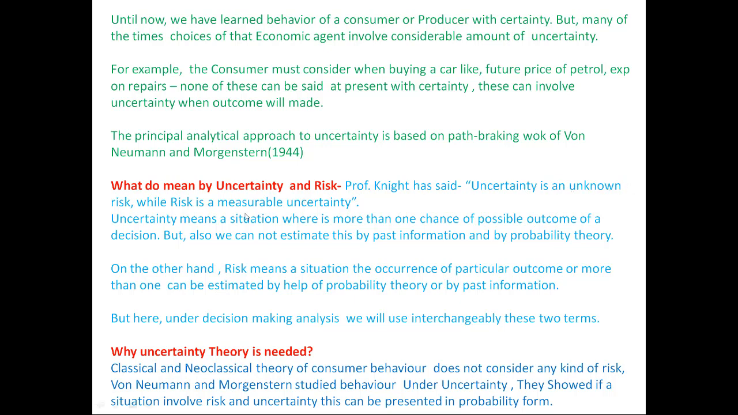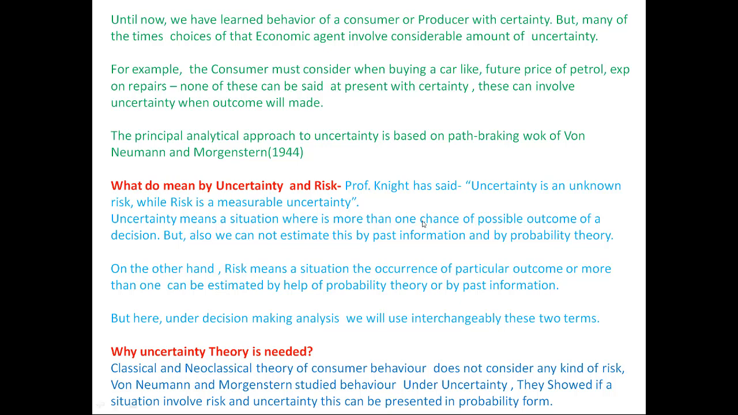Uncertainty is unknown risk, while risk is measurable uncertainty. What does that mean? Uncertainty is unknown risk. It cannot be measured. It is basically unknown, but risk is measurable. We can measure it. Risk is measurable, whereas uncertainty is non-measurable.